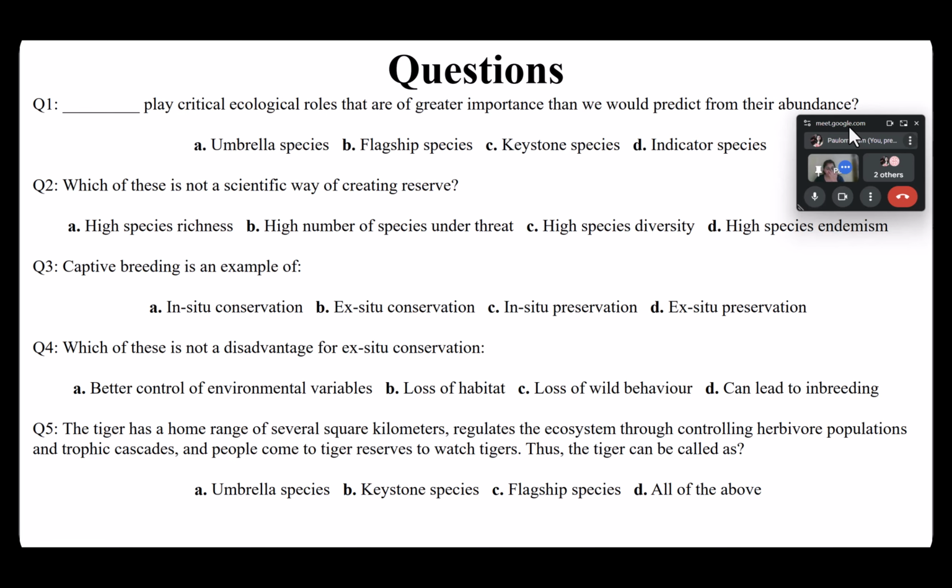And lastly, the tiger has a home range of several square kilometers. It regulates the ecosystem through controlling herbivore population and through trophic cascades. And people come to tiger reserves to watch tigers. Then what is tiger actually here? Which kind of species is this? So I'll wait for a few minutes and I'll come back and discuss all the answers. In the meanwhile, please read the question, think on the answers and see if you got it right.